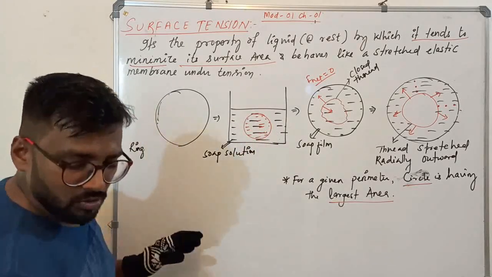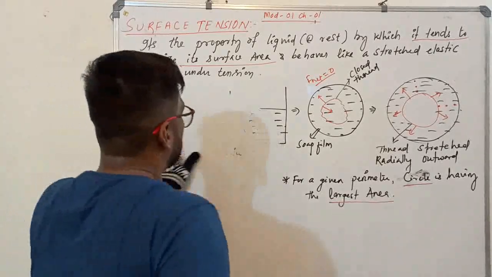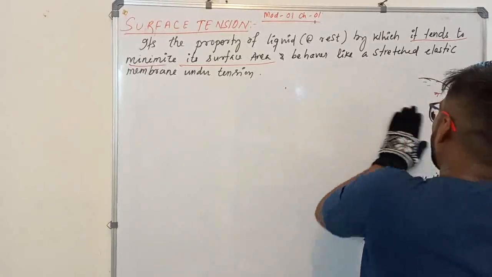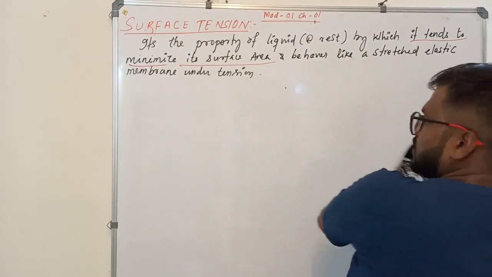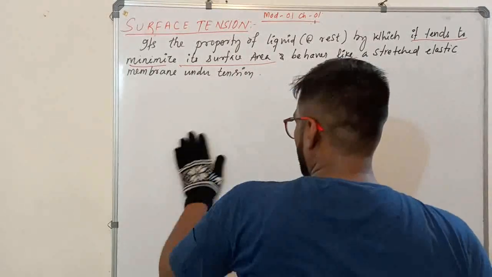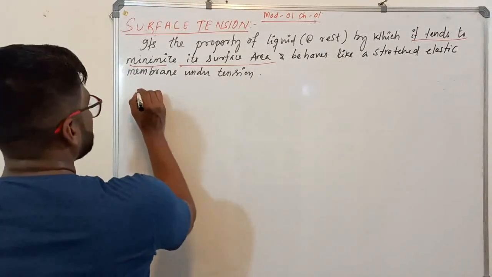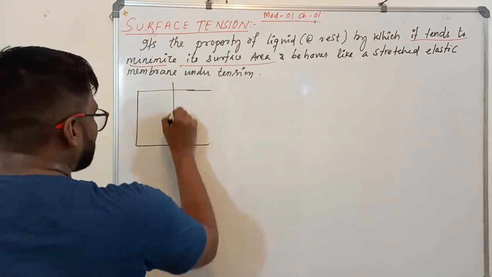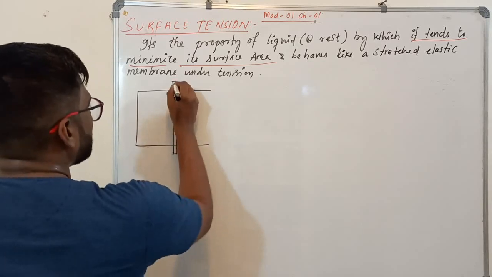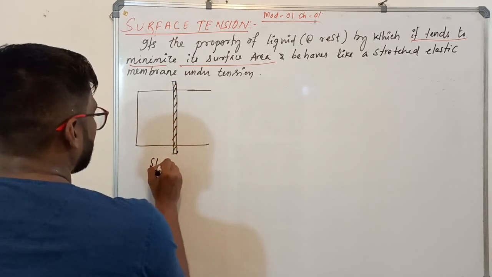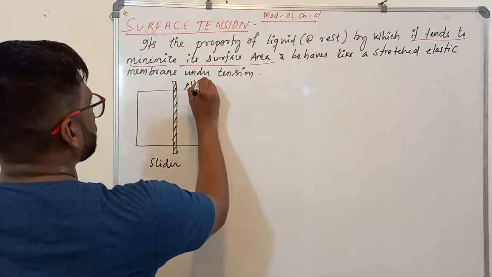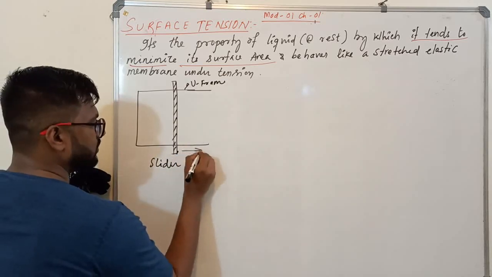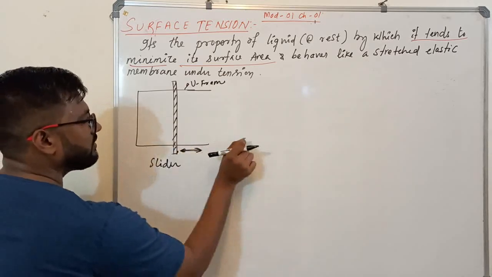So now we'll go for one more experiment. Now I have a U frame, like this. I have a slider here, and this is a U frame. That means this slider can move left, right.